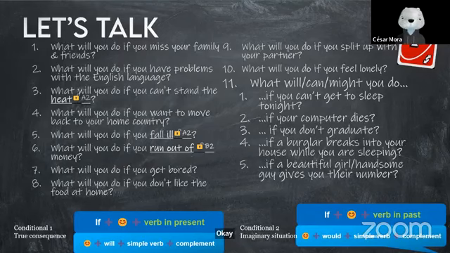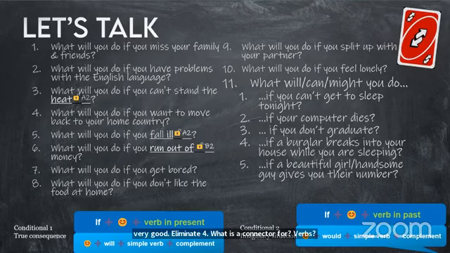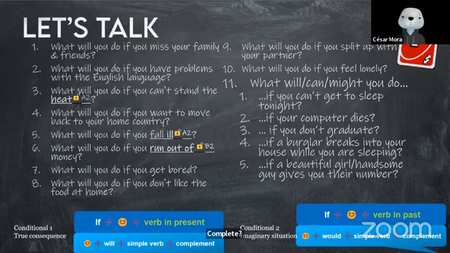What do you do for get active? Oh, very good. Eliminate for. What is a connector for verbs? Do. Complete. What do you do to get active? Perfect.